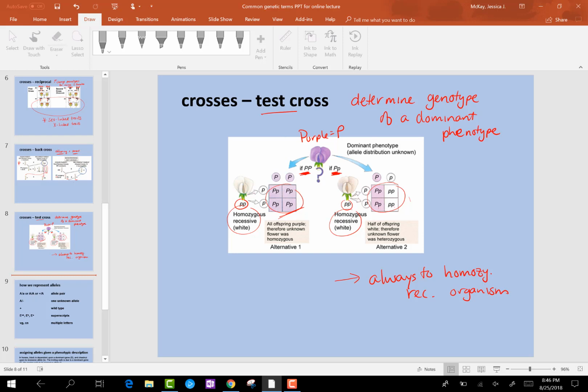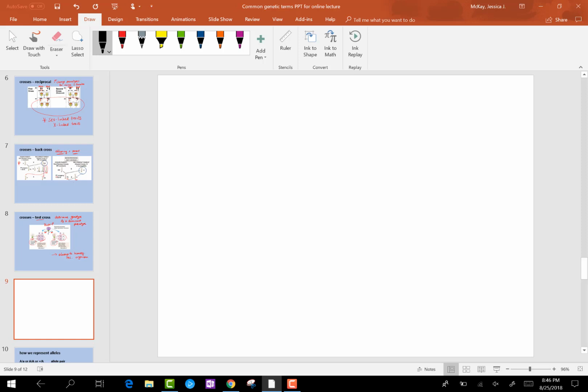Okay, wait, I have a mouse. I can do anything with a mouse. I cannot do anything with touchscreens.